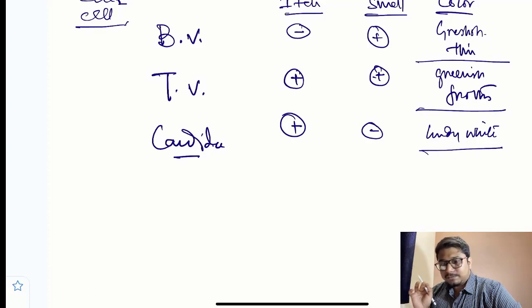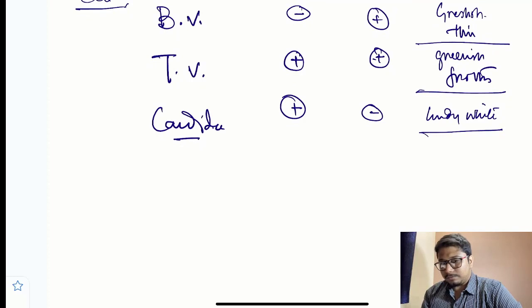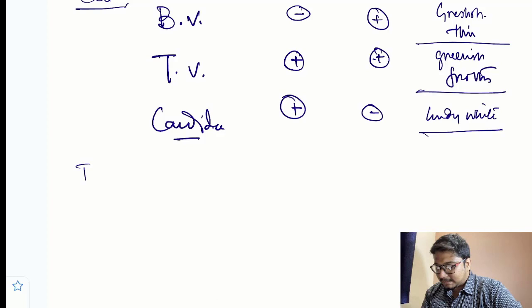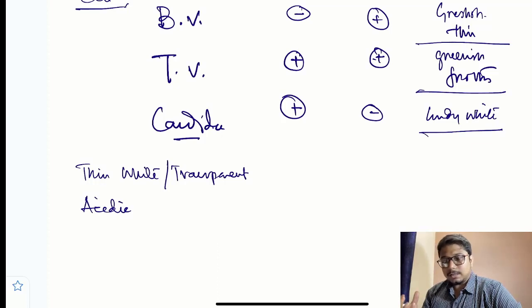On this specific point, one of the 5-6 recorded high yield topics I did for INICET was vaginal infection. If you have gone through that, you will know that all these are abnormal features. So what is a normal feature? Normal discharge is thin, white, or transparent. It is acidic because the normal pH of the vagina is acidic.